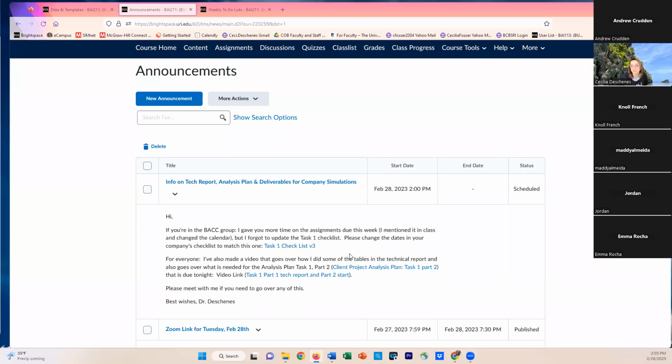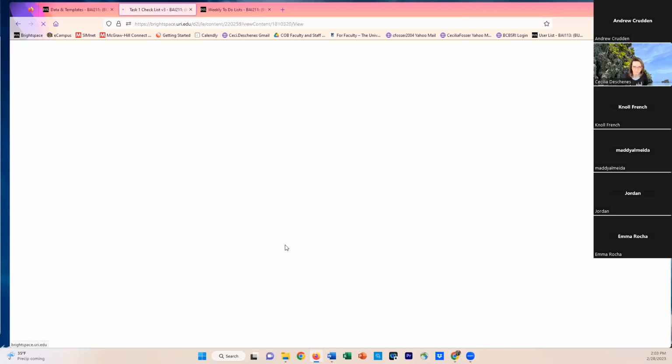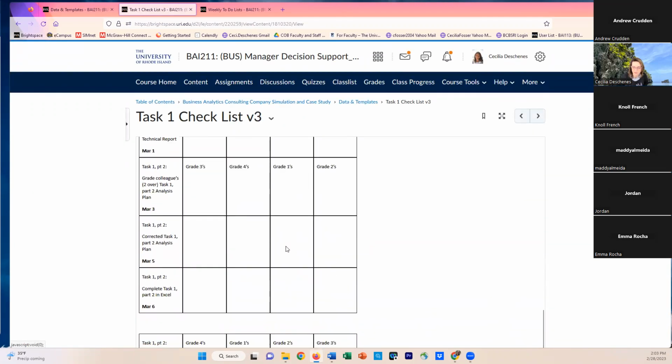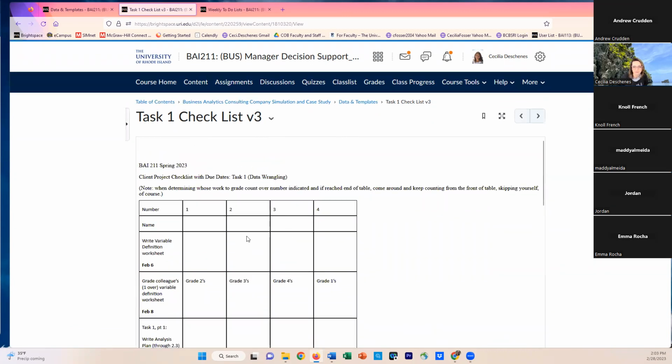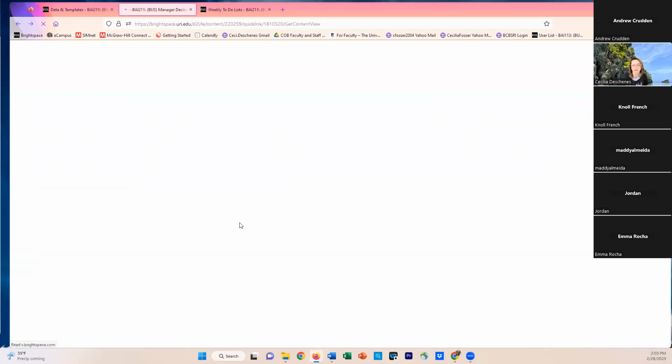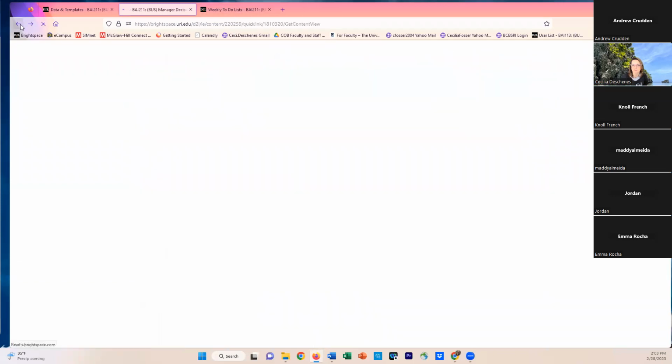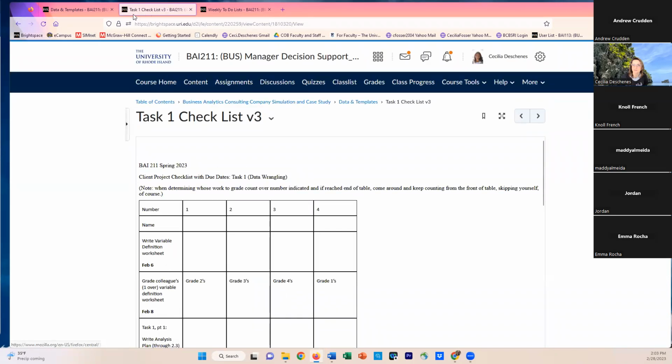What I need you to do is, at least one person, or whoever wants to do it, from each company, if you're in the group one options that is doing the company simulation, go into this checklist and modify the dates. I put yellow highlighting in the checklist to show where the changes occurred. If you open it in Excel or Word, you'll see it. Well, it doesn't want to move on me. That's fine. Let me go back to the announcement.